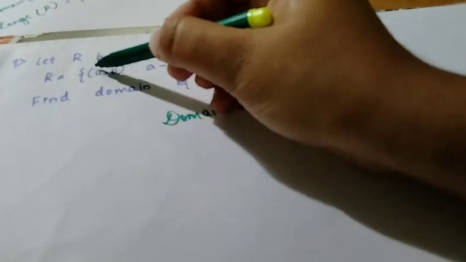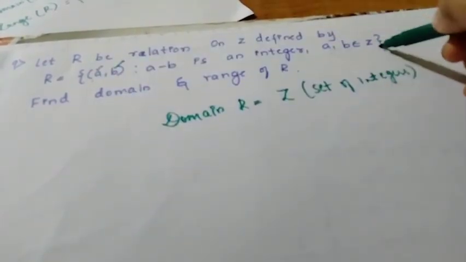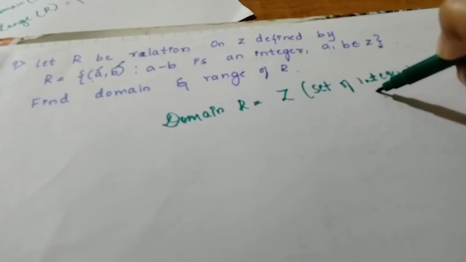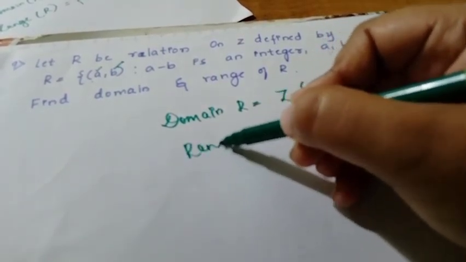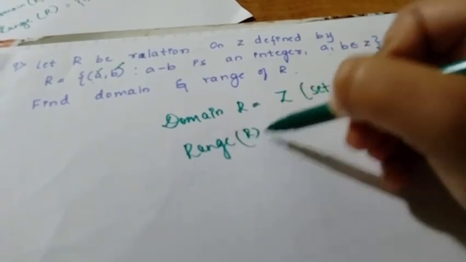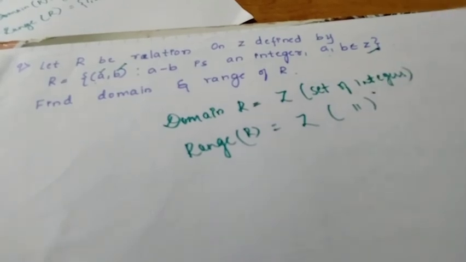Domain means A, and range means B. So A is what? It belongs to Z. Therefore your domain is the set of integers. What about the range? Range, again, B belongs to where? B is also in Z. B is also the set of integers.